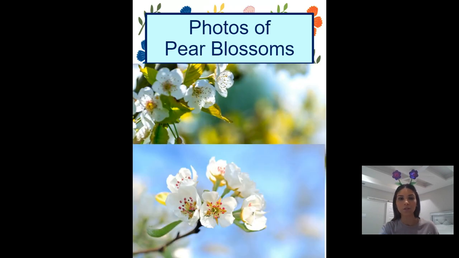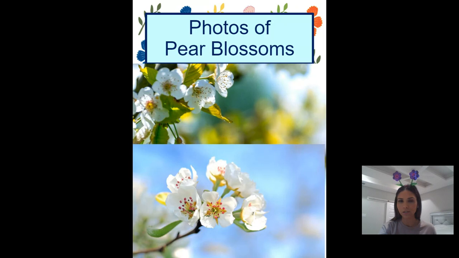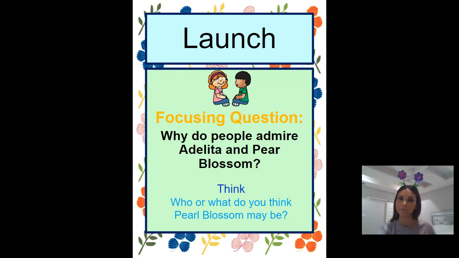And that picture right there, boys and girls, it's a picture of a pear blossom, okay? So I think I heard pear blossoms in our content question. So pear blossom, it's that type of flower that you see there. So our focusing question, it says, why do people admire Adelita and pear blossom? I wonder if pear blossom is going to be the flowers that we just saw or something else. Think, who or what do you think pear blossom may be? I'll give you a couple of seconds to think about it.